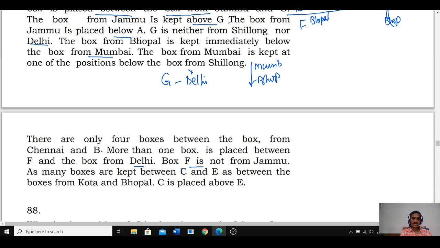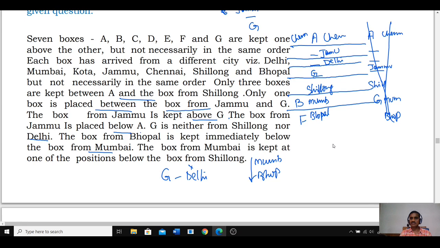Next. As many boxes between C and E as between Kota and Bhopal. Tell me where Kota must be. Since all the others are done, this must be Kota. Between Kota and Bhopal there are 2 boxes. So between C and E there must be 2 boxes. If C is here, 1, 2, E will be here. Then A, B, C, D is the box left out. D must be here. And this is G.